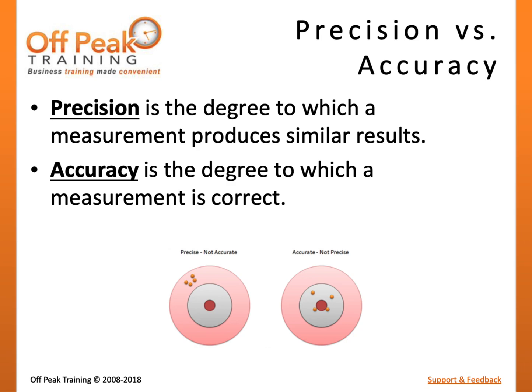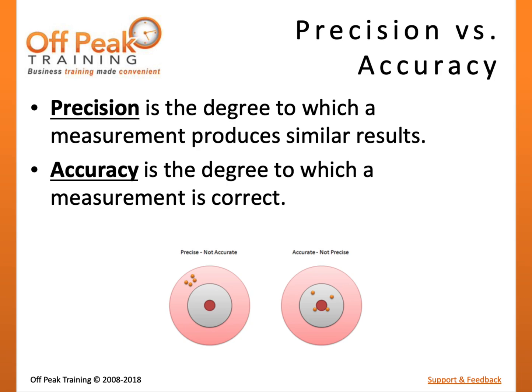Another pair of terms to distinguish between is precision and accuracy. Precision is the degree to which a set of measurements, or the result of a process, produces similar results. In contrast, accuracy is the degree to which a set of measurements is close to the desired goal or measurement.